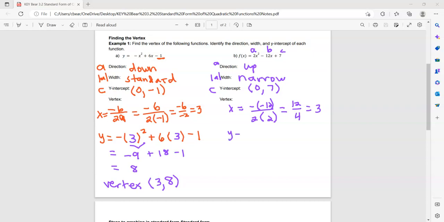For the y, we are going to plug in 3 everywhere we see an x. So again, I like to leave blank spots for the variable. And now I'm going to use a different color. Let's go back to that red. Replace the x's with 3's. Now, if you do not feel comfortable with your order of operations, just use a calculator for this.